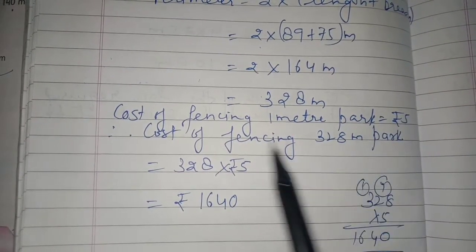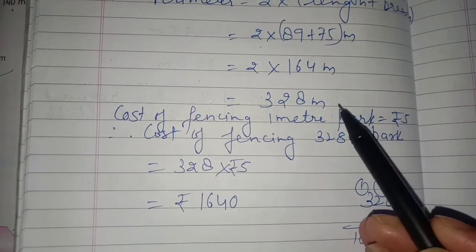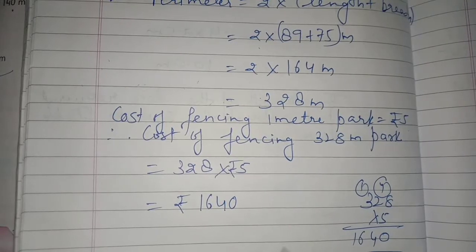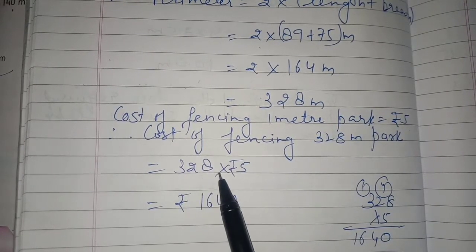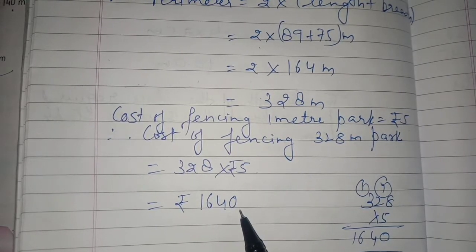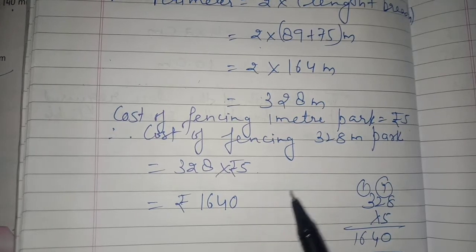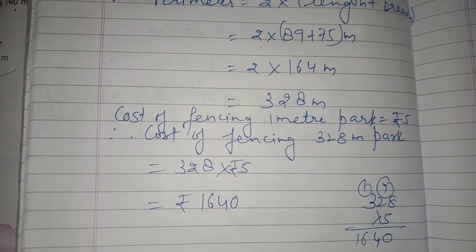Now the cost of fencing 1 meter of park is rupees 5. Therefore we have to fence this much park. Okay, the cost of fencing 328 meter of park will be 328 multiplied by rupees 5. So we will get 1640 rupees. 1640 rupees we require to fence 328 meter of the park.